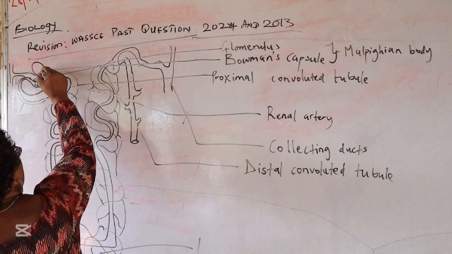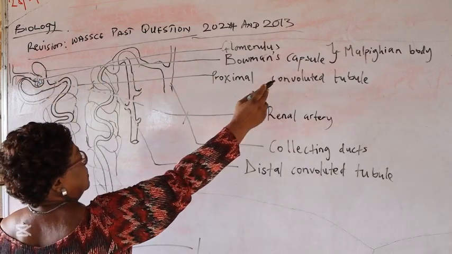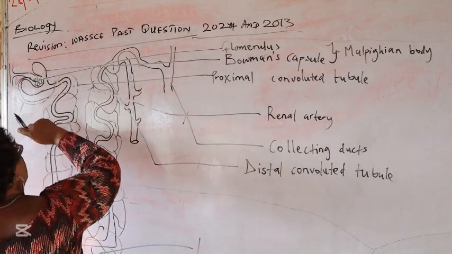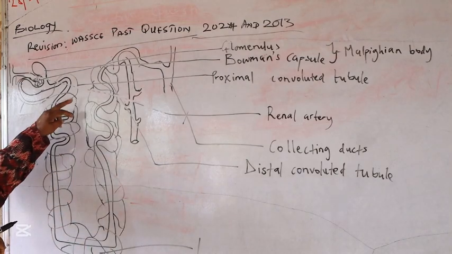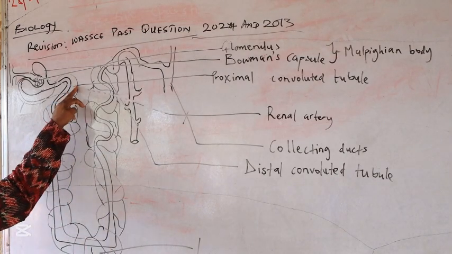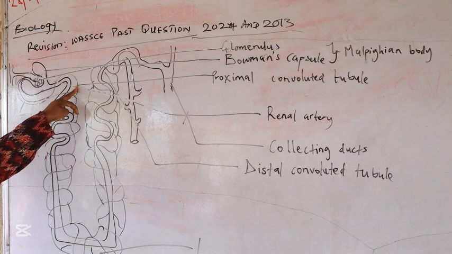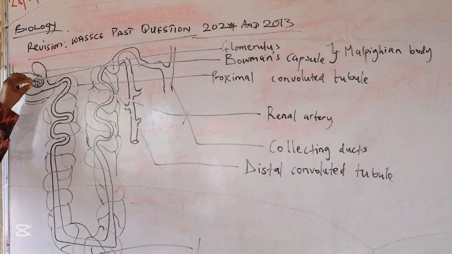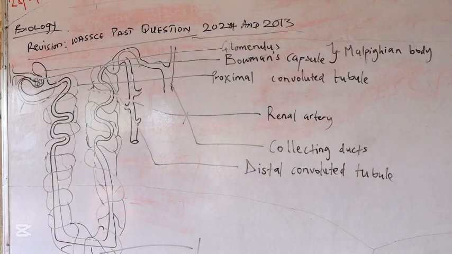Here, quite alright, this is the Bowman capsule, which is okay. The proximal convoluted tube is not here. That place you label is supposed to be the blood vessel. Now inside there is a mass of blood capillaries. That's inside the cup-shaped structure, which is the glomerulus, a mass of blood capillaries. And that mass of blood capillaries found inside there is what we call the glomerulus.